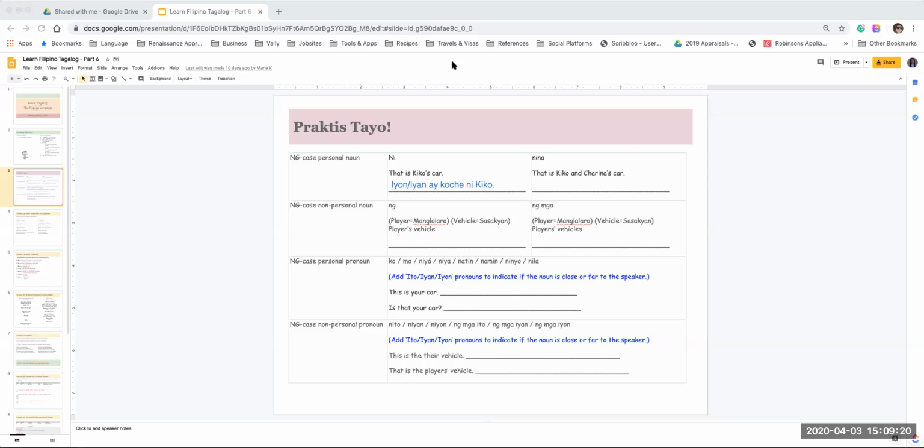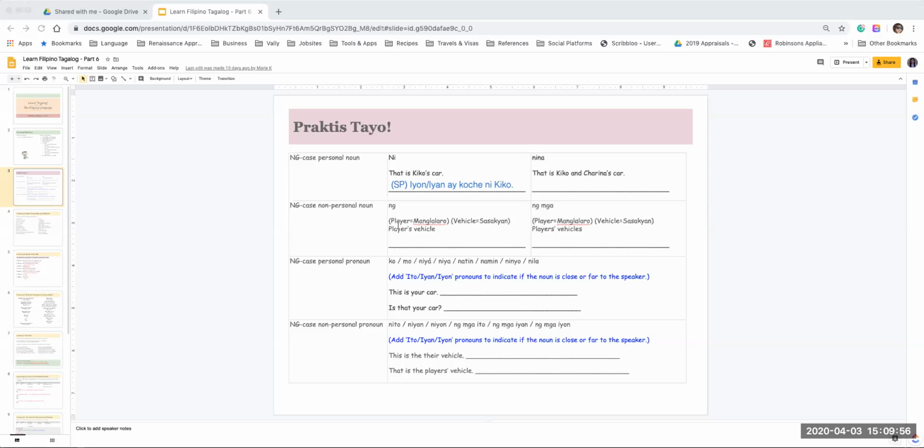Okay. So if you will reverse this, how should that be? Make the PS very quickly. Okay. Make this: Koche ni Kiko yon. Yes, correct. Koche ni Kiko yon or yan. Okay. And what about the next sentence? That is Kiko and Charina's car. Yon iyan ay koche ni Nakiko at Chanina.